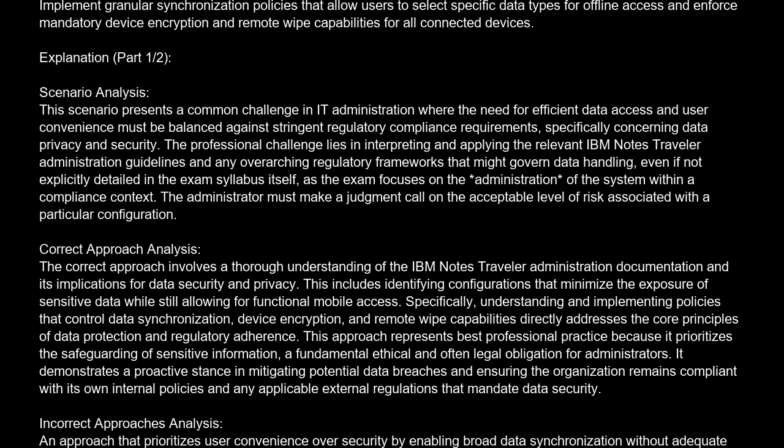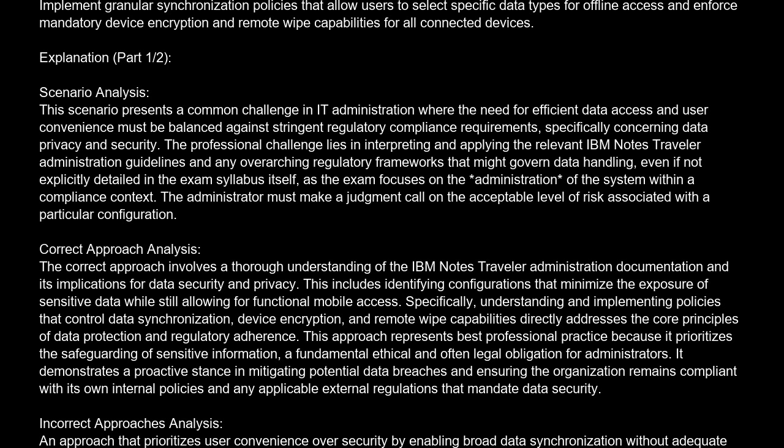The professional challenge lies in interpreting and applying the relevant IBM Notes Traveler Administration Guidelines and any overarching regulatory frameworks that might govern data handling, even if not explicitly detailed in the exam syllabus itself. As the exam focuses on the administration of the system within a compliance context, the administrator must make a judgment call on the acceptable level of risk associated with a particular configuration.